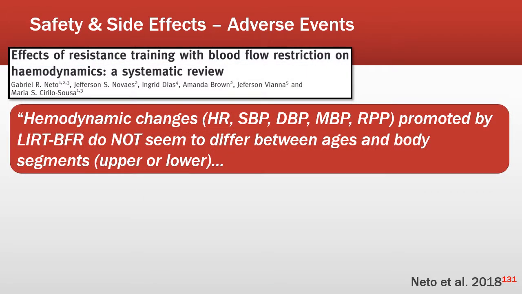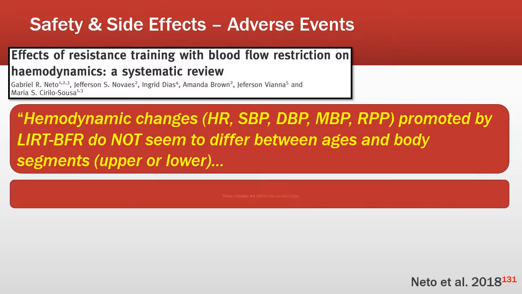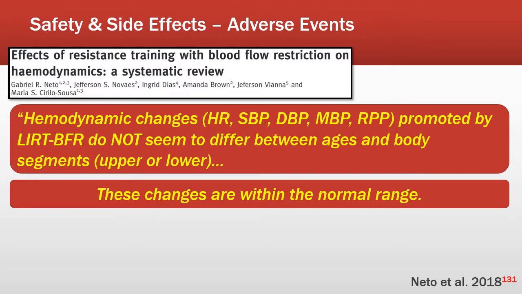Hemodynamic changes, heart rate, systolic, diastolic, mean blood pressure, and RPP promoted by low intensity resistance training do not seem to differ between the ages and the body segments. So it doesn't matter how old they are, and it doesn't matter if you include the upper or the lower extremities with the blood flow restriction. The hemodynamics are relatively the same. Okay, the changes are within normal limits, however.